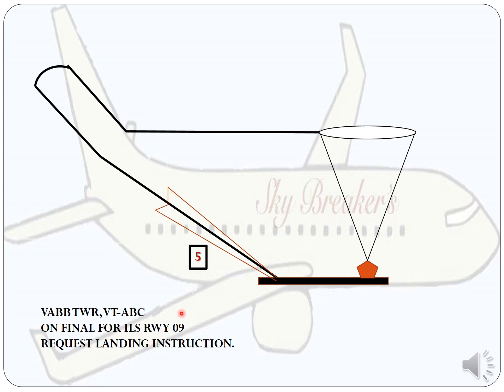In all the other positions we just inform them. Here we are going to request, because you are already near the runway, so request landing instruction. You are requesting the landing instruction, and normally ATC will say, "Okay, clear to land runway 09." And this is the instruction.